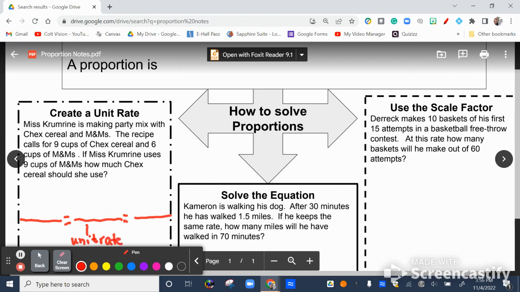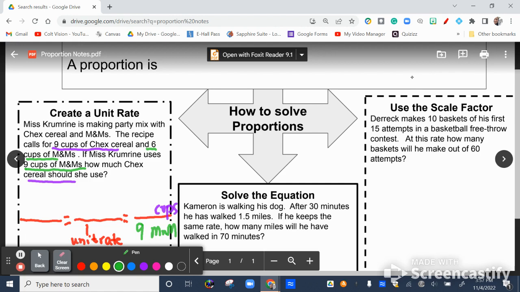So if Miss Crumrine uses 9 cups of M&Ms, how much Chex cereal should she use? I'm going to keep that recipe as 9 cups of Chex cereal for every 6 cups of M&Ms. So I'm trying to find the amount of cereal if I use 9 cups of M&Ms.